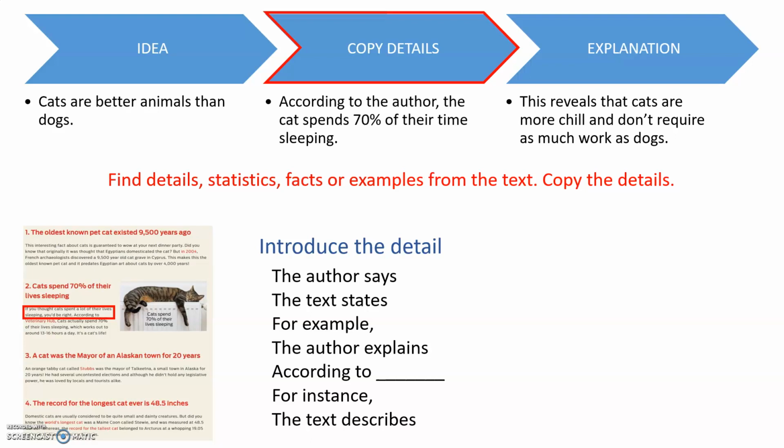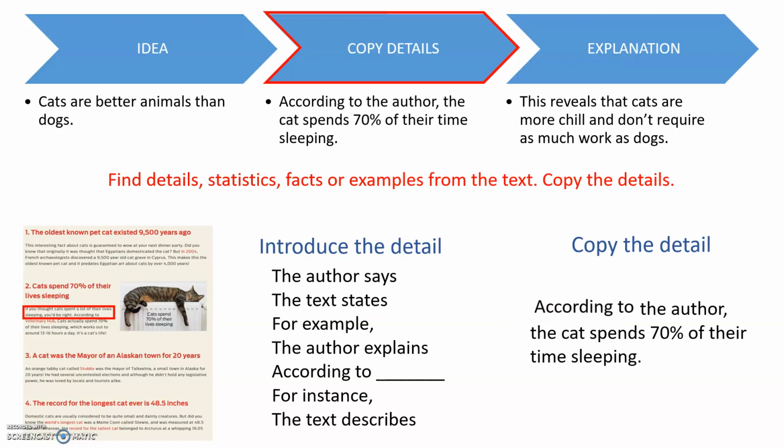Here are some words and phrases that you can use to introduce details, facts, and statistics from your text. Things like the author says, the text states, for example. You can use any of these. Pick and choose. You can use one, you can use several. Then I'm going to copy the detail from the text. So I might start with according to the author, the cat spends 70% of their time sleeping.